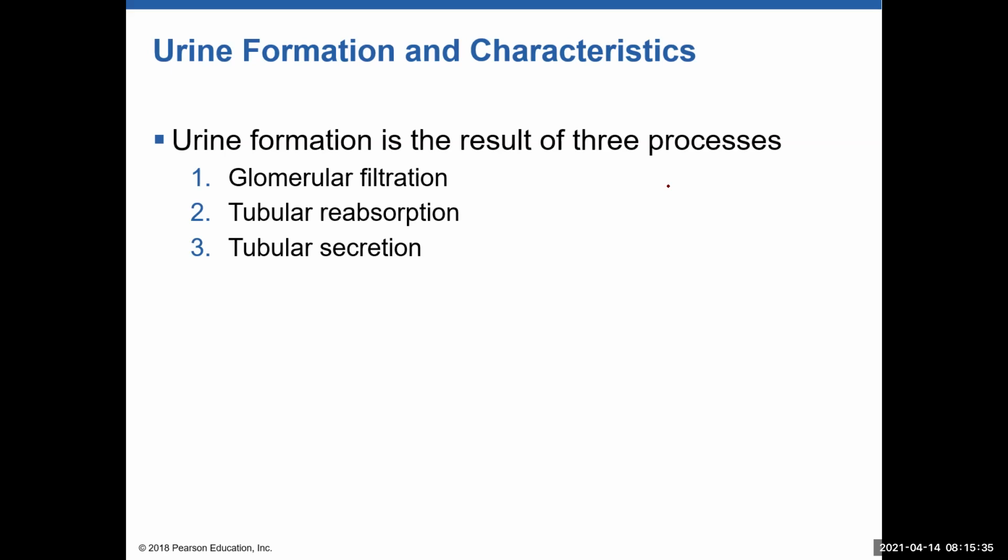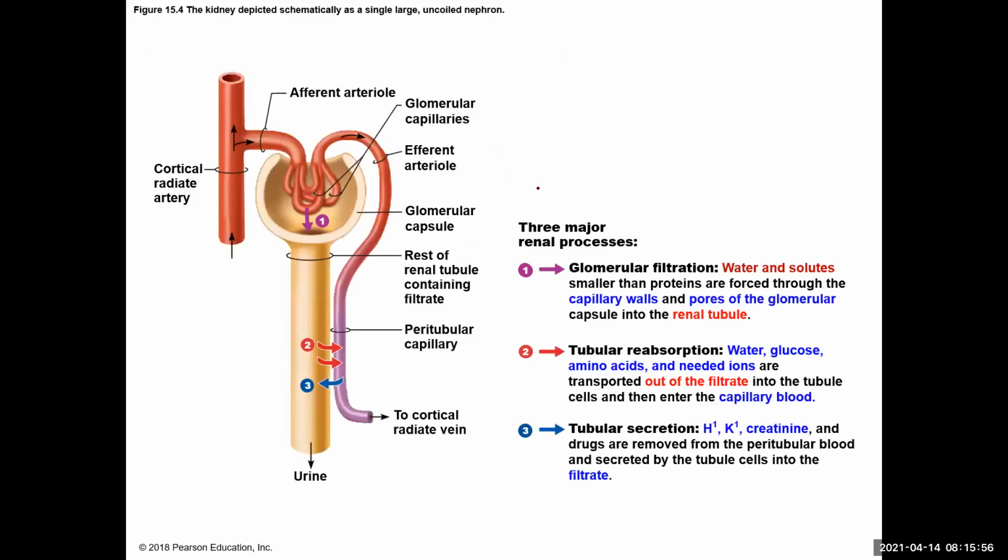So in the urine formation, we have basically three important processes. One is glomerular filtration, another one is tubular reabsorption, and the third one is tubular secretion. We are going to discuss all three of them in detail now. What is glomerular filtration first? This is just the overview of these three processes, then we will discuss them in detail.